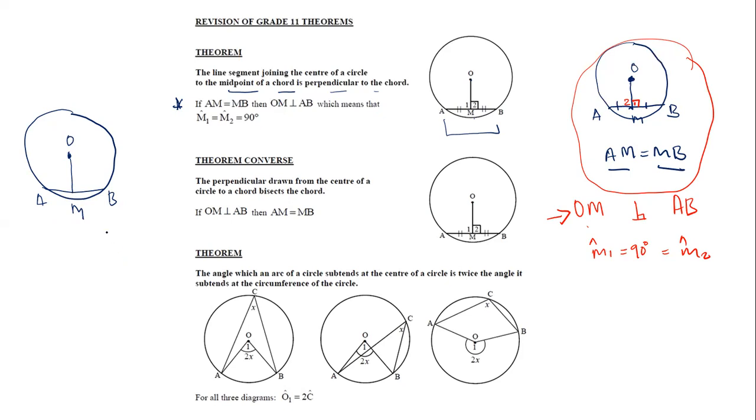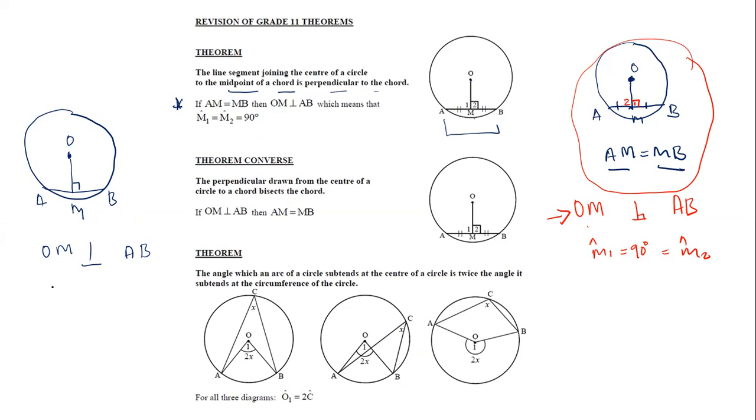Look, the theorem and the converse are different, but they do the same thing. So what is provided here is, this is the exam, right? You're going to be given this, and you're going to be told that OM is actually perpendicular to AB. That means here we have 90 degrees, right? So this is the converse of theorem number 1.